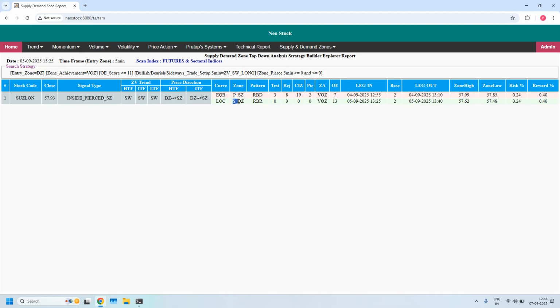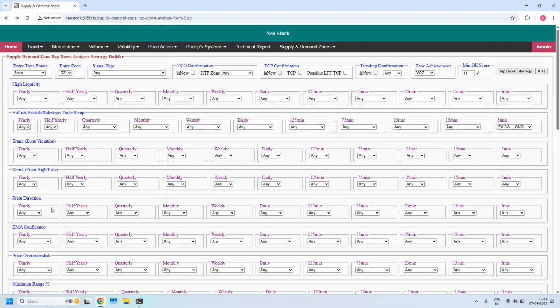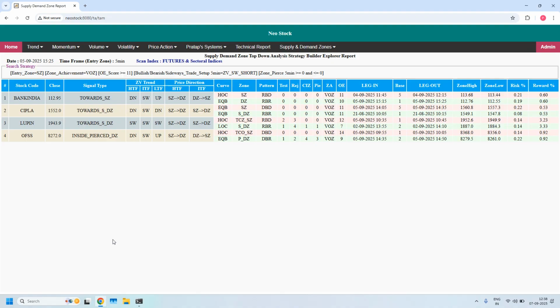Entry time frame 5 minutes demand zone. Next, sideways short trade setup. Changes are 5 minutes supply zone, and here sideways short. So we got four stocks for sideways short trade setup for hourly income trade. Entry time frame zones are 5 minutes supply zones.